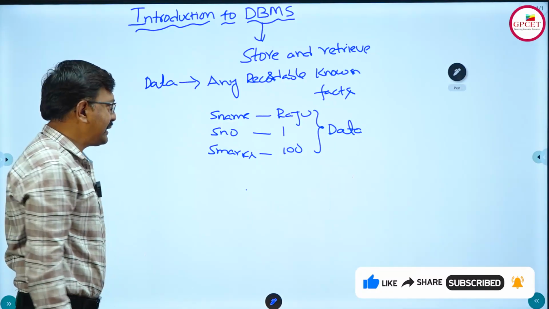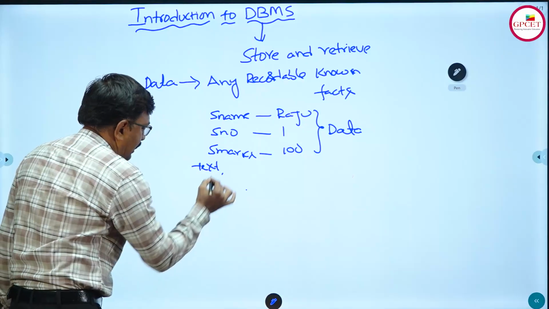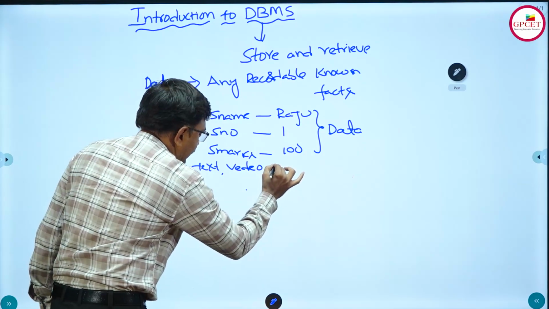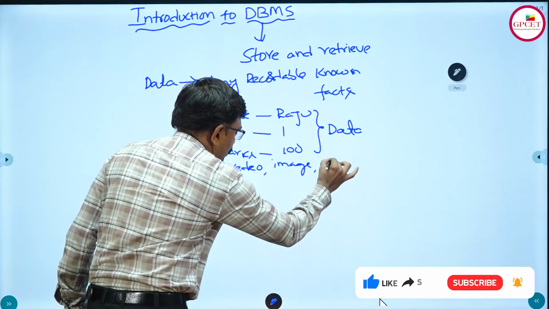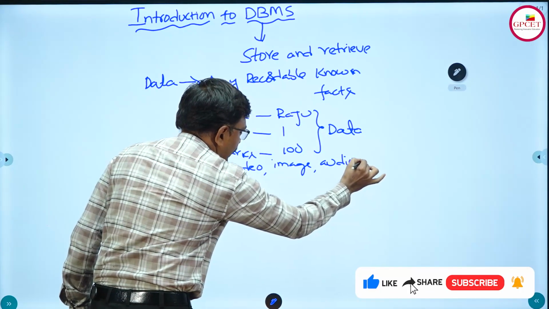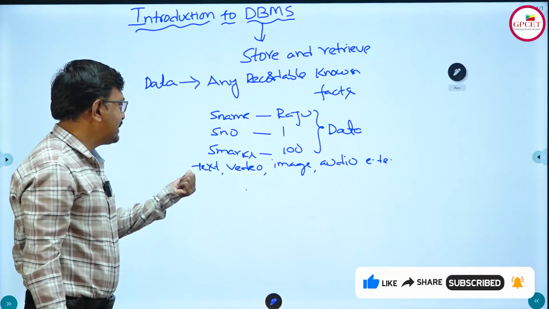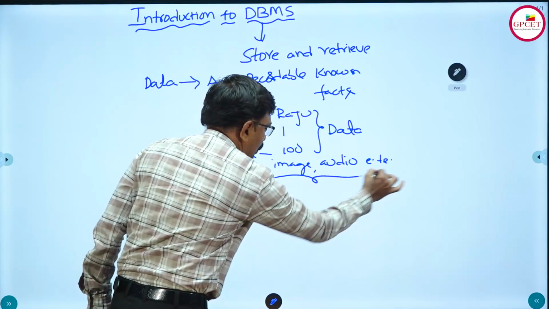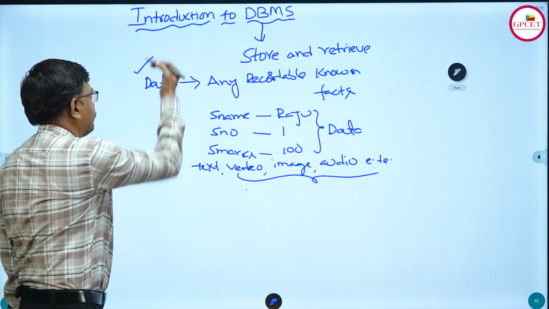Simple example. Another example: text, video, image, audio, etc. Here text is traditional data. Video, image and audio are all multimedia data. That is nothing but the first one, data.